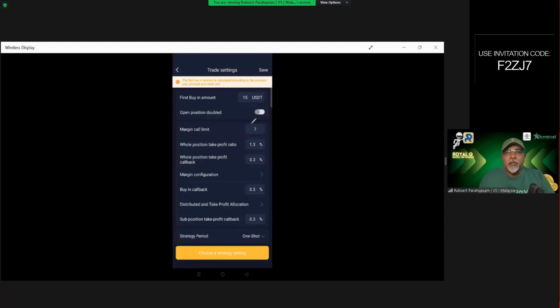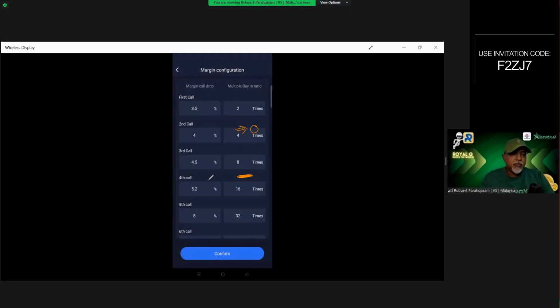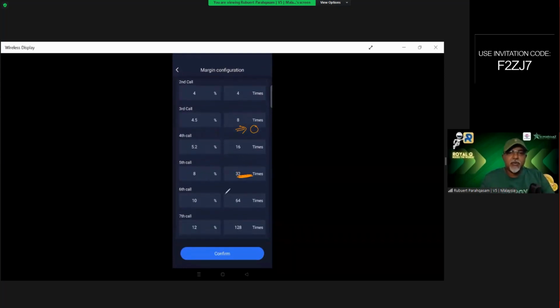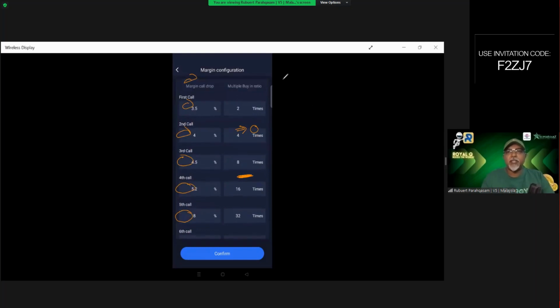Margin call limit. You can see here, yeah? Margin call limit, 7. If I put 7 here, let me go to margin configuration now. I tap on margin configuration. You will notice that I have 7 calls: 7, 6, 5, 4, 3, 2, and 1. Can you guys see that? Yeah, 7 calls. Let me go back.